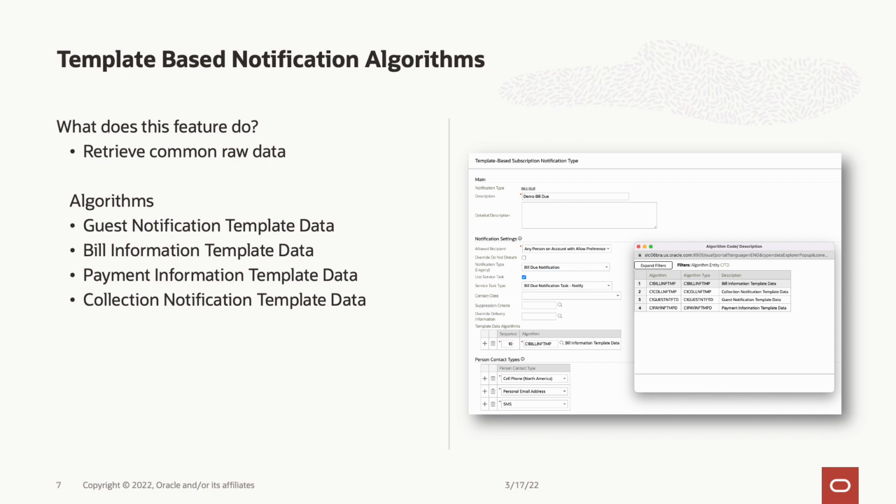4 algorithms are provided to retrieve information to include in the outbound template-based notification. They retrieve common raw data that is passed to Responses. The algorithms may also be cloned and modified to meet your specific requirements if needed. The base algorithms are guest notification template data to retrieve guest-related details, such as guest name, guest email, etc. Bill information template data retrieves bill-related details, such as bill ID, due date, amount due, etc. Payment information template data retrieves payment-related details, such as payment amount. And collection notification template data retrieves collections-related details, such as the amount due and arrears date.